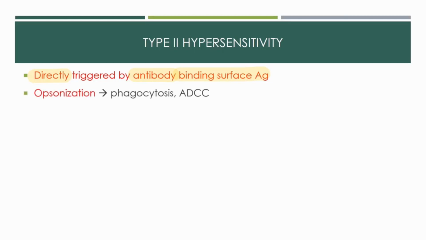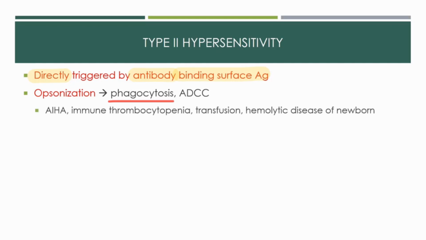Firstly, antibody can opsonize cells, which makes them prime targets for phagocytosis by macrophages, or ADCC by natural killer cells. This form of type 2 reaction generally happens in the blood, and examples include autoimmune hemolytic anemia, or ITP, immune thrombocytopenia, where the body's own red blood cells and platelets get opsonized by self-reactive antibody. They then get removed from circulation by innate cells in the reticuloendothelial system. These include splenic macrophages and liver Kupffer cells.